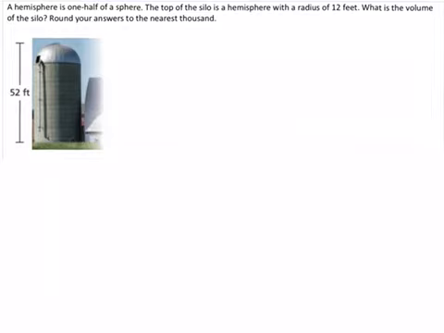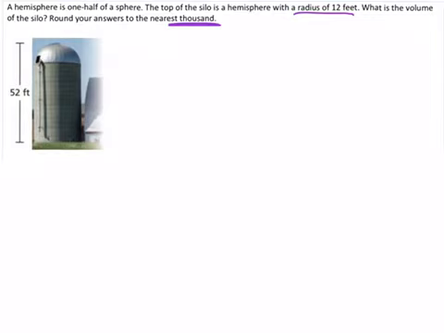So they're saying a hemisphere is 1/2 of a sphere. The top of a silo is a hemisphere with a radius of 12 feet. What is the volume of the whole silo? Round your answers to the nearest thousand, not thousandths, thousand.